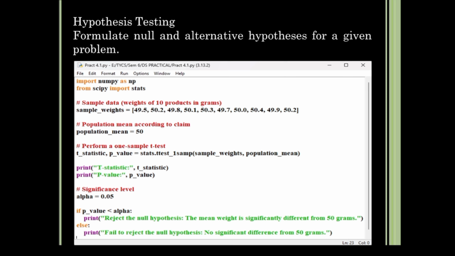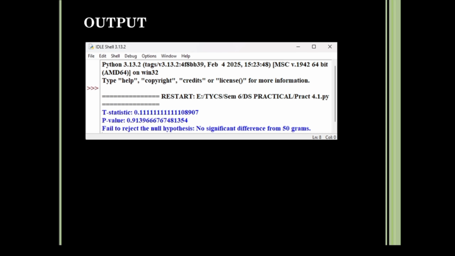Now, why do we use a t-test here? Because the sample size is small, that is n equals 10. The population standard deviation is unknown, and the data here is continuous. So here we use the one sample t-test. The output is the t-statistic, approximately 0.11, and the p-value is 0.52. The sample mean is very close to 50. The probability value is 0.91, which is greater than 0.05. So since the p-value is greater than 0.05, it says fail to reject the null hypothesis. So no significant difference from 50 grams.